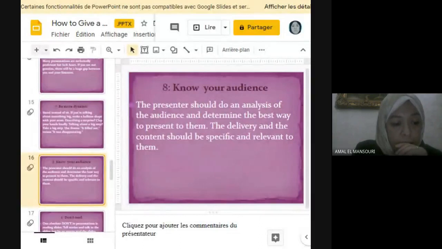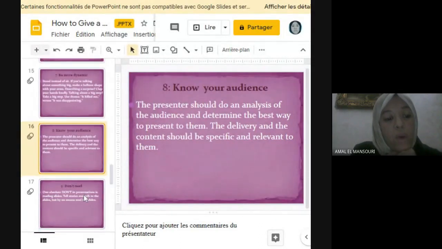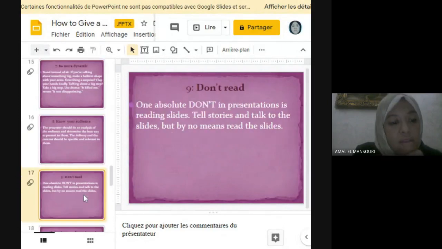Now I think we have to move to the next idea, which is number 9, don't read. One absolute don't in presentation is reading slides. Tell stories and talk to the slide, but by no means read the slide. When you are presenting, please, you shouldn't read from papers or from the slides.